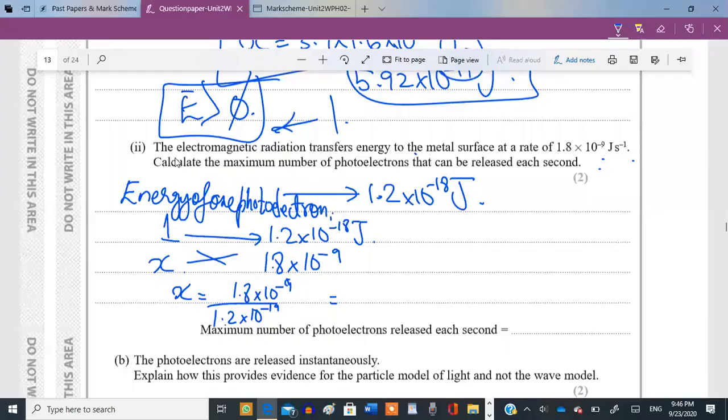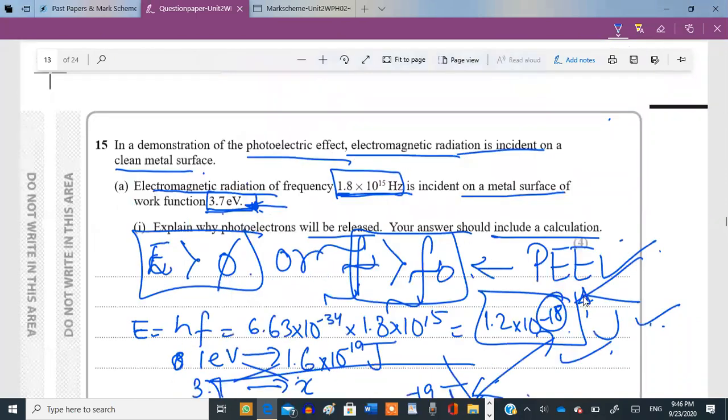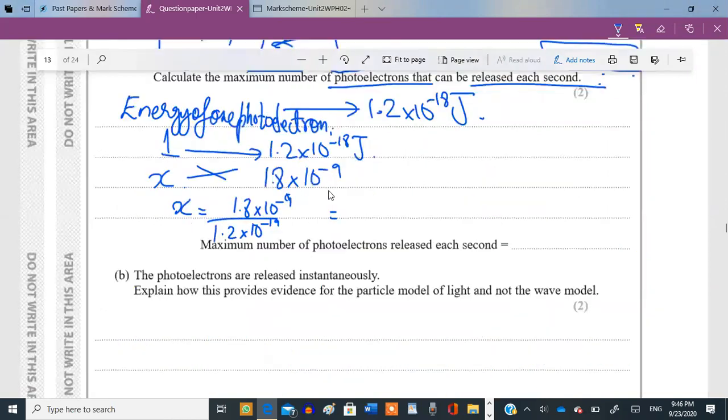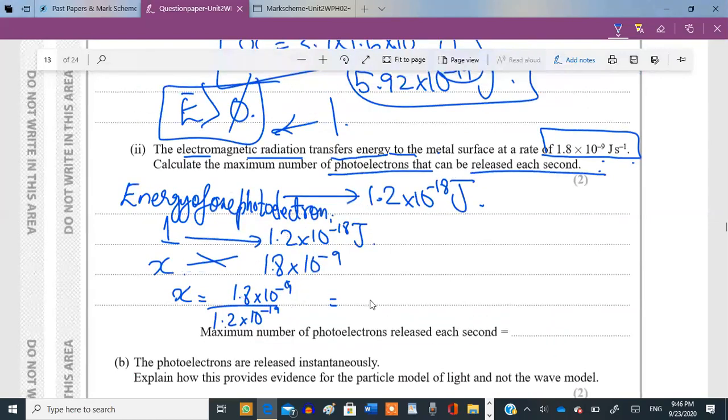All right, so basically now the electromagnetic radiation transfers energy to the metal at this rate, and calculate the maximum number of electrons that can be released every second. So in the previous question, we determined that the energy of one electron which is released is this much. We calculated it over here. This one is the energy of one electron, right? E is equal to hf. We use that formula, and the energy which is required by one electron to be emitted is this much. How many electrons would be emitted if the energy provided is 1.8 raised to the power of minus 9? So just cross multiply, find out the answer.